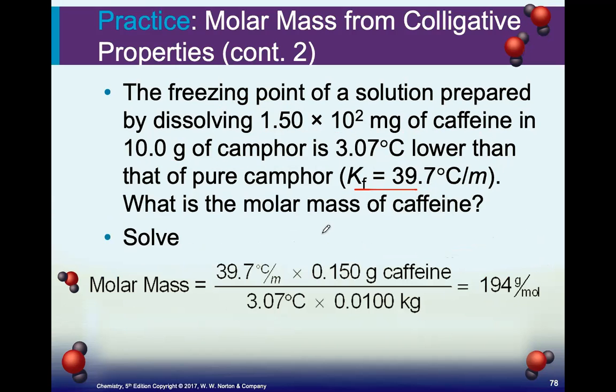Okay, so the Kf value is here, 39.7. The grams of caffeine was given in milligrams. We need to transform it into grams. The delta T is here, it was given. And the grams of solvent was 10 grams, we needed to convert into kilograms, and that is the quantity in kilograms. Then we can operate these. These degrees centigrade are going to cancel out.